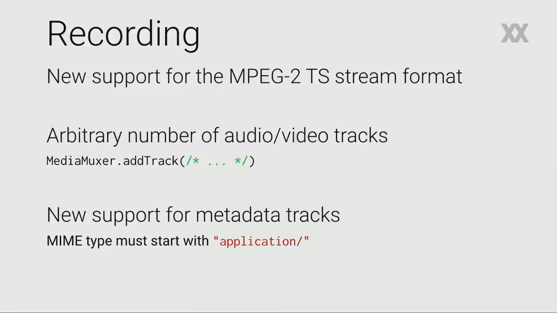For recording, until now, the media muxer only lets you add one video track and/or one audio track. Now you can have as many audio and video tracks as you want. You can also create custom tracks. The MIME type has to start with application/, and it's basically a sideband where you can encode any kind of data you want. So a canonical example is to encode gyroscope data if you want to be able to replay a 360 video or something like that.